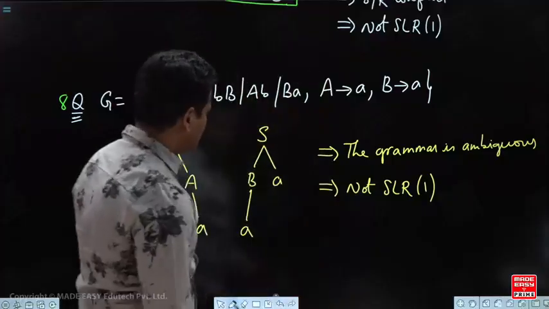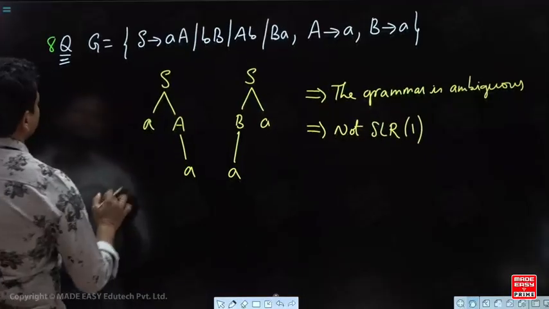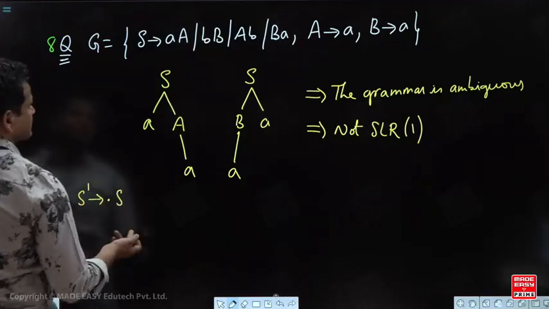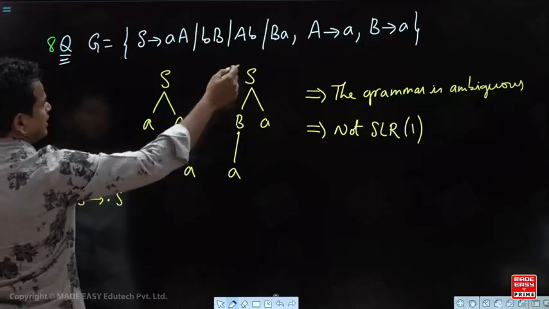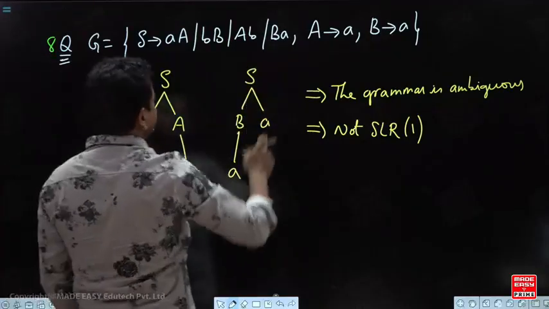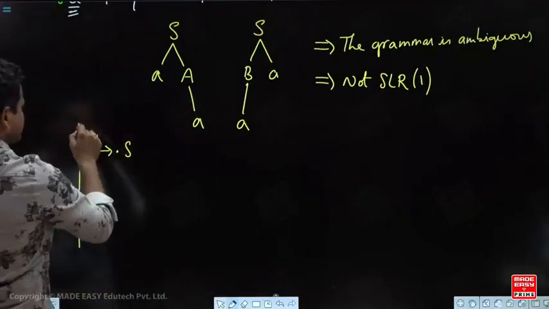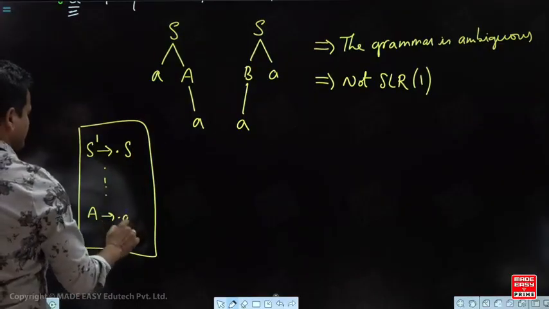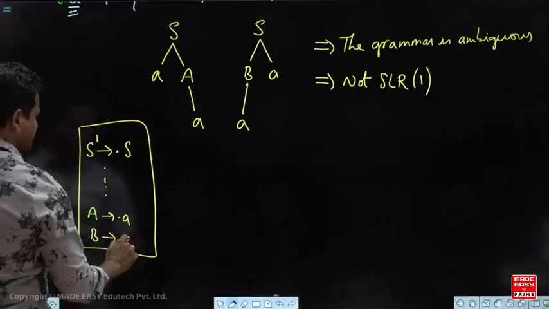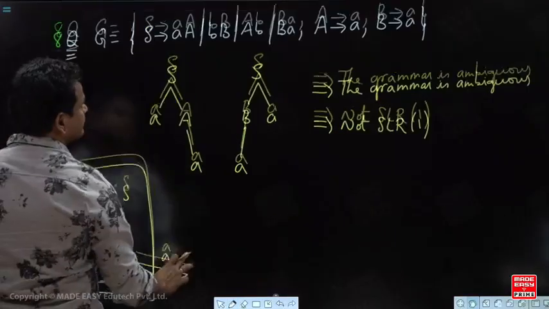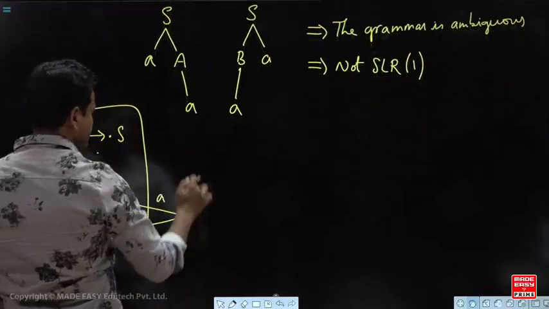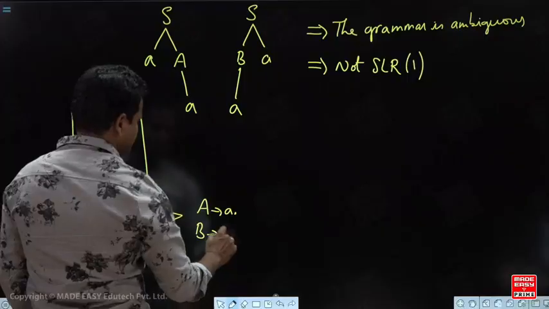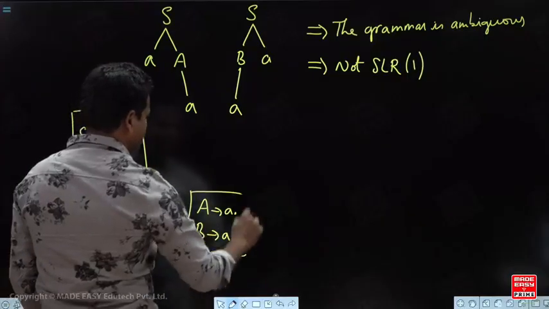Otherwise, if you have not noticed this, then go for the same story. S dash there is dot S, and S there is like that. And definitely on A, you will get something like this: A there is dot A, and B there is dot A. And on A, you will get A there is A dot, A there is A dot, B there is A dot.